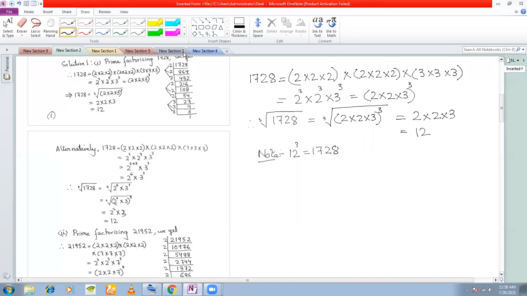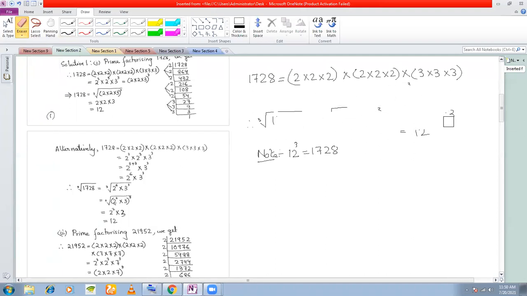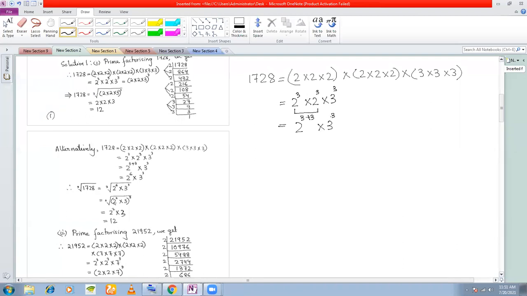Now, what you can do is that from here, you can also use exponents. Instead of doing this, what you can also do is you can write this as 2 cube into 2 cube into 3 cube. And now, if you see, these two bases are same. So you can add the powers. So now you can write this as 2 to the power of 6 into 3 cube.